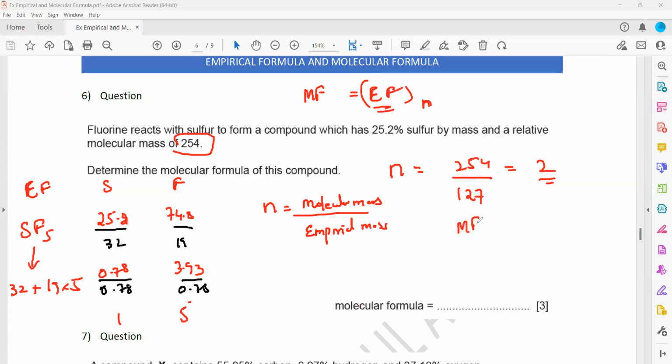So we have the formula. Molecular formula is empirical formula times N. Empirical formula is SF5 and N is equal to 2. So this 2 will be multiplied with sulfur. It will be multiplied with fluorine. So it will be S2 and F 2 multiplied by 5, 10. So S2F10, that's the molecular formula. Is it clear, this one?